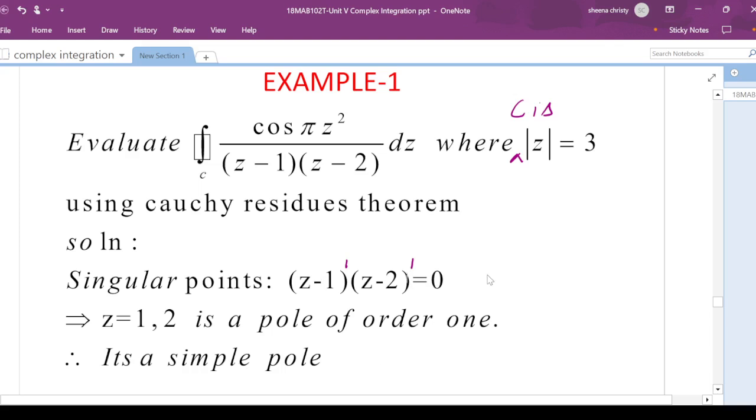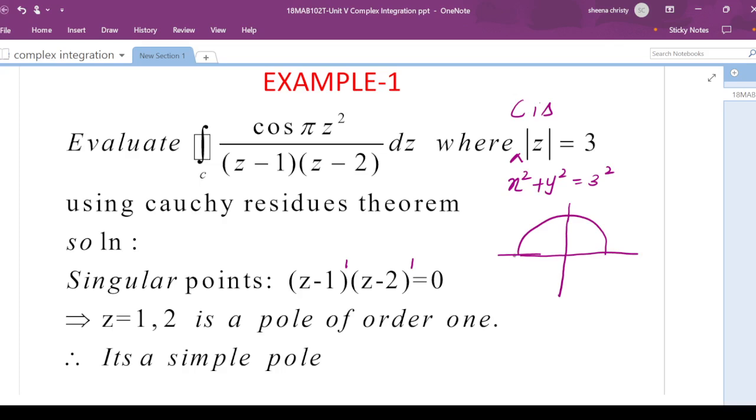Now we have to check whether these points lie inside the contour or not, because over this contour only you are going to evaluate it. Mod z equal to 3 refers to the circle x squared plus y squared equal to 3 squared. So consider the circle with center 0, 0 and radius 3. Mod z equal to 3. So this point is 3, 0.